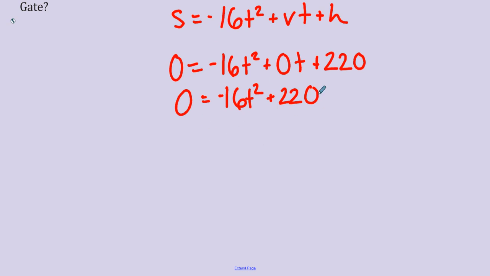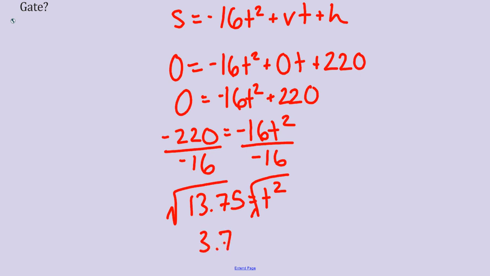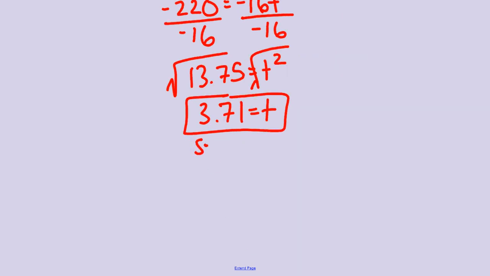Subtract 220. Now this is just what we were doing a second ago: get the numbers to the same side and get your squared item all by itself. -220 equals -16 t squared. Divide by -16 on both sides. 220 divided by 16 is 13.75, equals t squared. Take the square root of each side, and the square root of 13.75 is 3.71. You don't need to write plus or minus because there's no such thing as a negative time in this application. So it would take 3.71 seconds if you dropped it off the Golden Gate Bridge for it to plunk into the water.